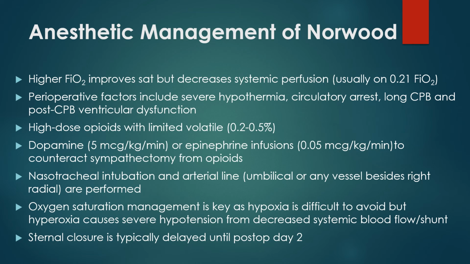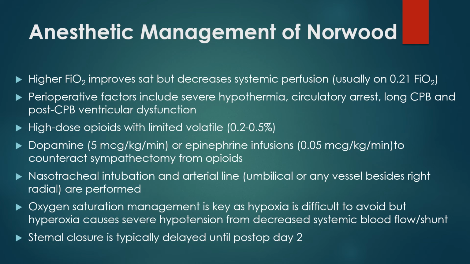So with the Norwood, higher oxygen concentration or higher FiO2 is going to improve the SAT but decrease systemic perfusion. So typically they're on 0.21 or less, even subatmospheric FiO2, because if you really decrease the pulmonary vascular resistance, you're not going to have any blood flow down that atretic aorta.